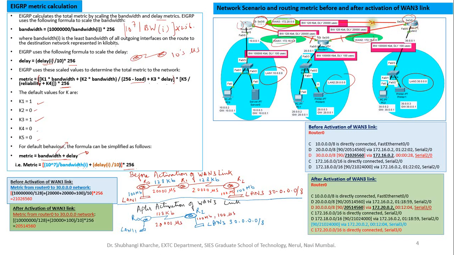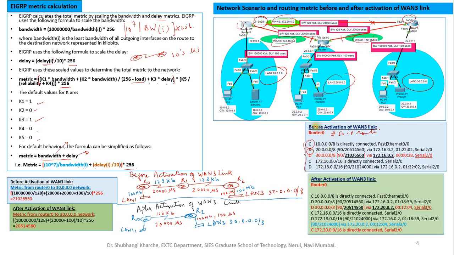When this link is inactive, we are going to configure EIGRP on all these routers, and we are going to check the routing table for router 0 with the command show ip route. The routing table of router 0 will have these entries. C stands for the directly connected path and D stands for the path learned through EIGRP.